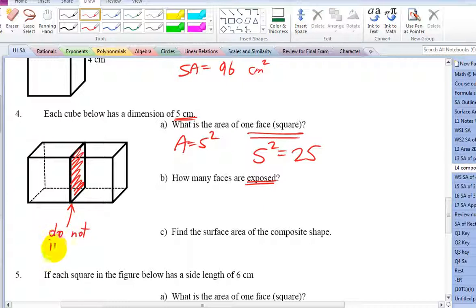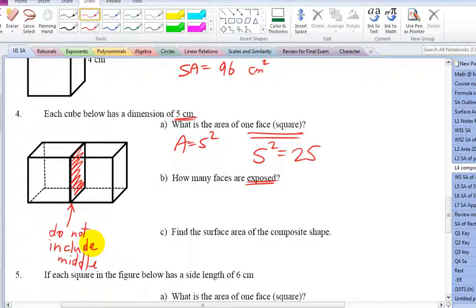If you dump that shape into paint, the middle would not get painted. It's like putting a donut into icing sugar. How come the inside of the donut doesn't have icing sugar on it? It's not on the surface. Okay. So, how many are exposed?